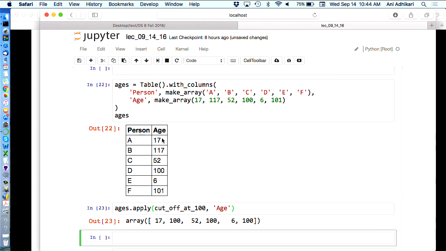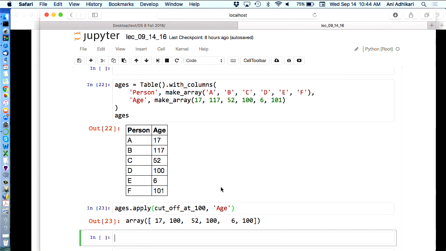Has it? 17, it returned 17, that's correct. 117, it returned 100, that's correct. 52, 100, so far so good, yes? And so the method apply just applies your function that you have defined on a single element to every element of the column. Very handy.